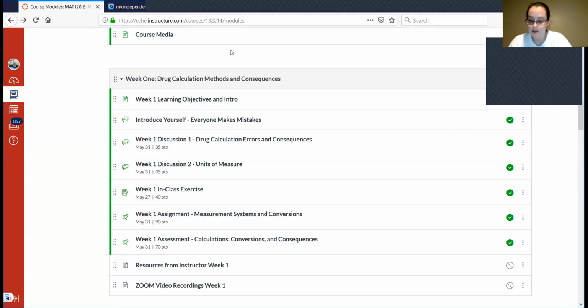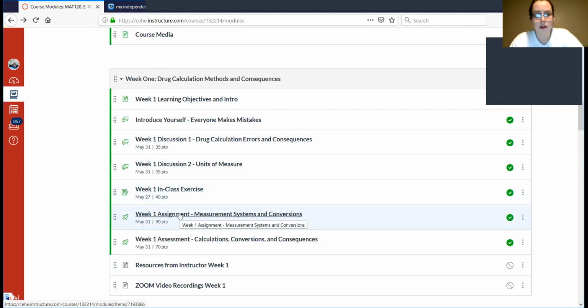So the structure will be as you're familiar with. We have discussions in this particular class because there is so much information. There are 2 discussions each week. And we'll have an in-class exercise, which we'll do later tonight. Basically, it'll be some practice based on what we've been doing in the lecture, to get you prepared for the assignment.